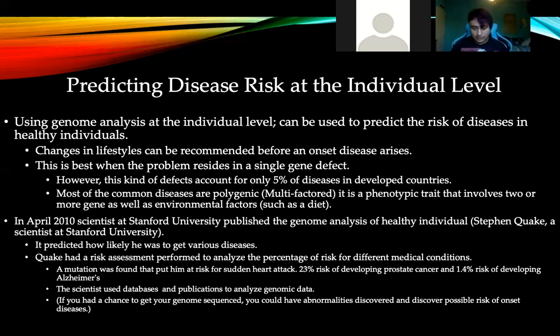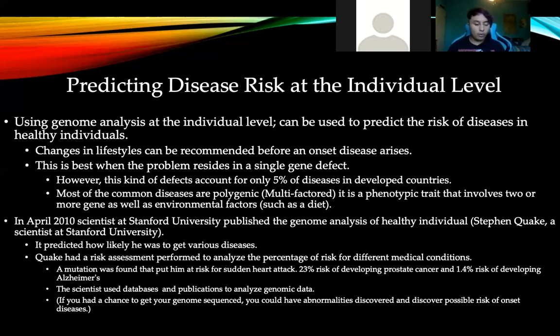In April 2010, scientists at Stanford University published the genome analysis of a healthy individual. This individual being Stephen Quake, a scientist also at Stanford University. And it predicted how likely he was to have various diseases.